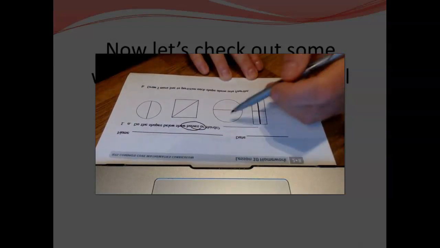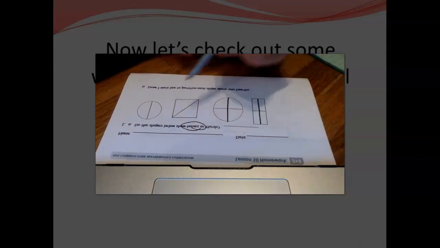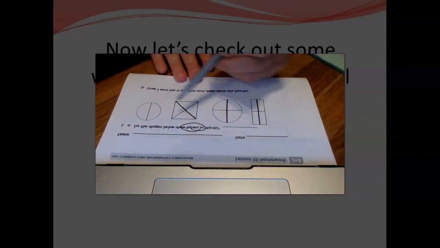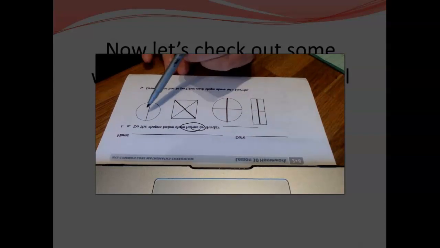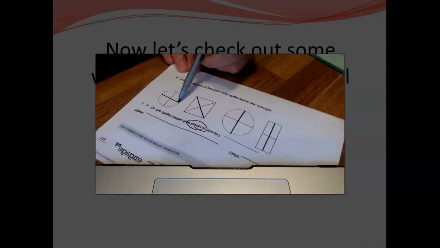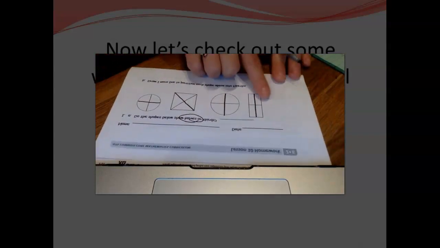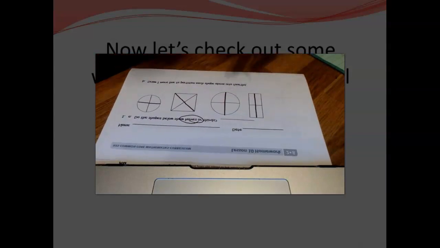So 1, 2, 3, 4. 1, 2, 3, 4. This one's going to go a half this way. 1, 2, 3, 4. And this one's here. I'm just going to cut it across like I did the other one. 1, 2, 3, 4. So now I've equally split all of those pieces into halves.